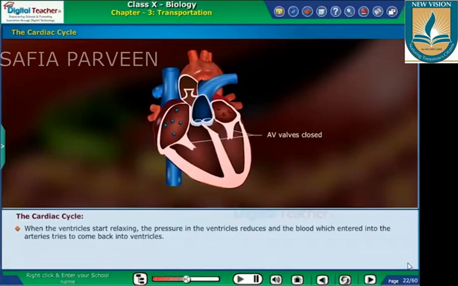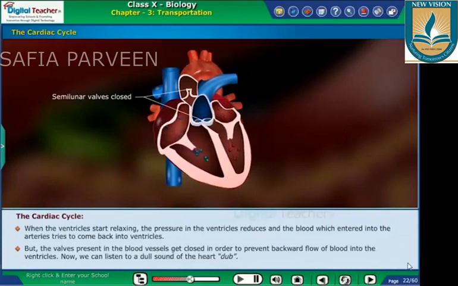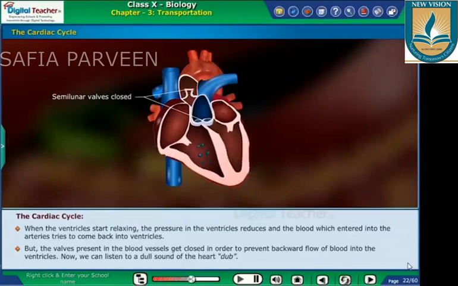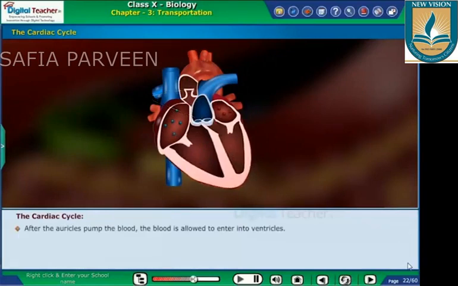Now both the ventricles start relaxing and the pressure on the ventricular valves reduces. The blood which entered into the arteries tries to come back. To prevent this backflow of blood, both the semilunar valves are closed. When both the semilunar valves, that is the pulmonary valve and aortic valve, are closed, a second sound called dub is heard. This is the reason why the sound lub-dub is made in the heart.